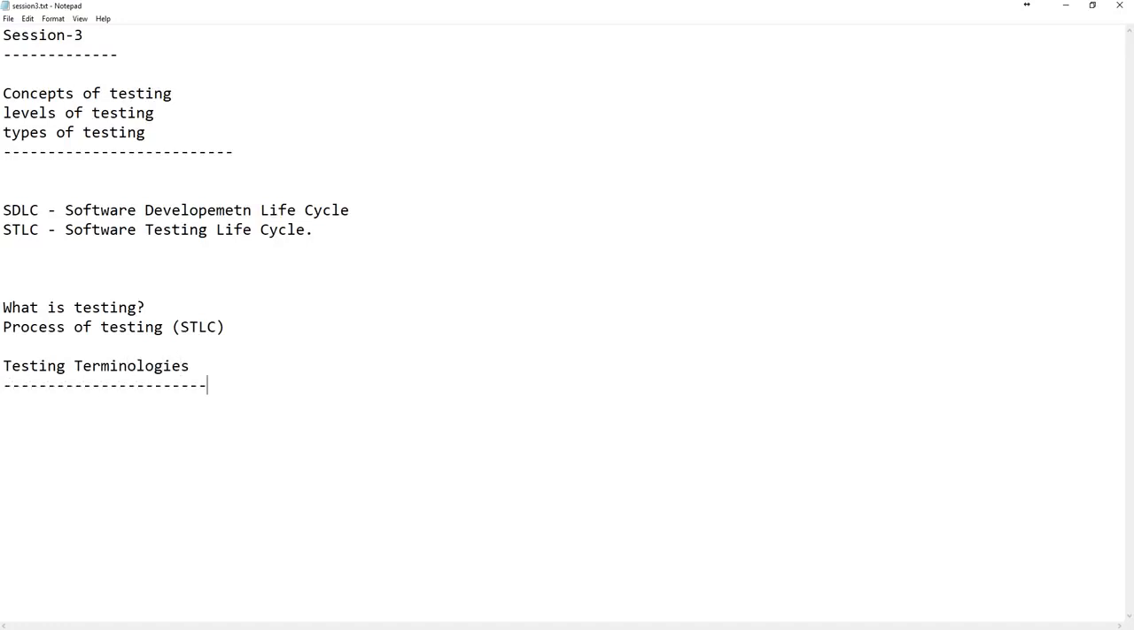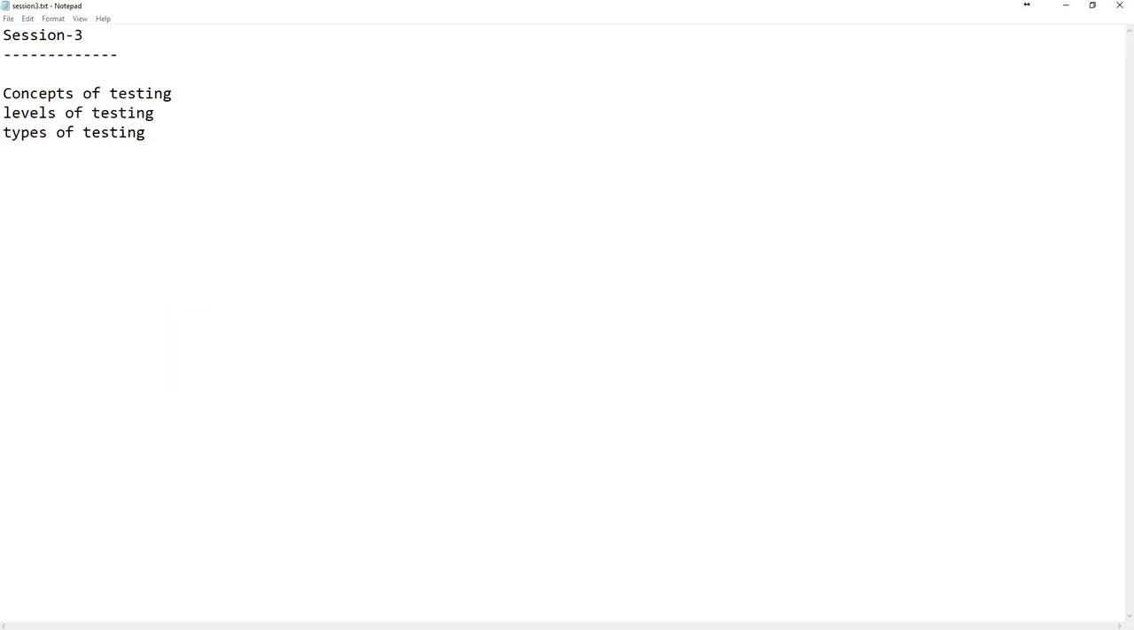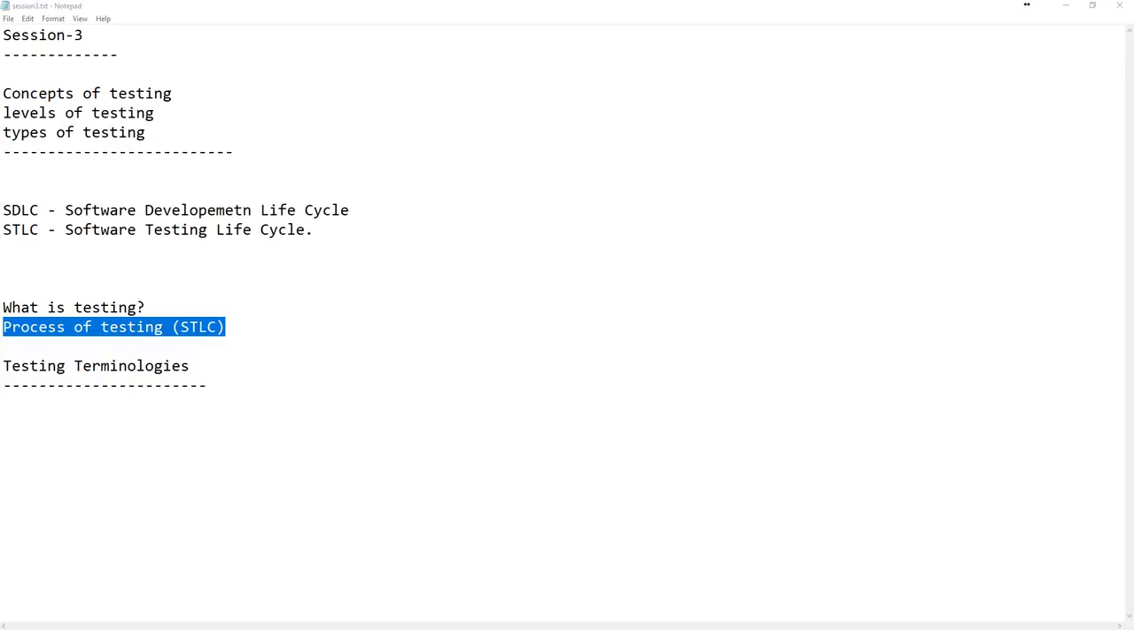So what are those testing terminologies? Like sanity testing, regression testing, retesting, ad hoc testing, exploratory testing. These are all different kinds of terminologies. Before discussing STLC, let us understand what terminologies we have. As I said, these are all process related. Now let me share a presentation.